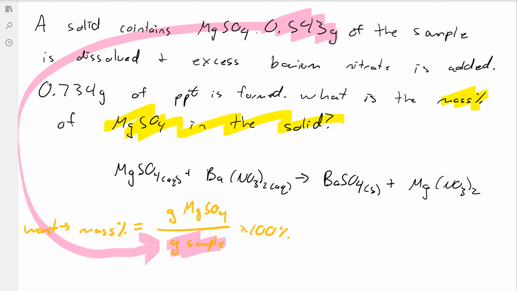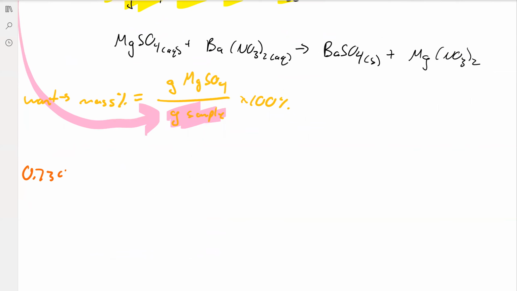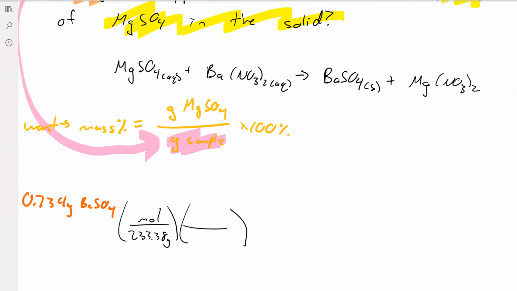And the way that we're going to do that is by taking how much barium sulfate we formed and then backtracking. So we have 0.734 grams of barium sulfate. We can convert that to moles using our molar mass. After that, we can use our balanced chemical equation to go back to how many magnesium sulfates that was. So for every 1 barium sulfate, we must have had originally 1 magnesium sulfate. And then, of course, we can go from moles to grams using the molar mass.